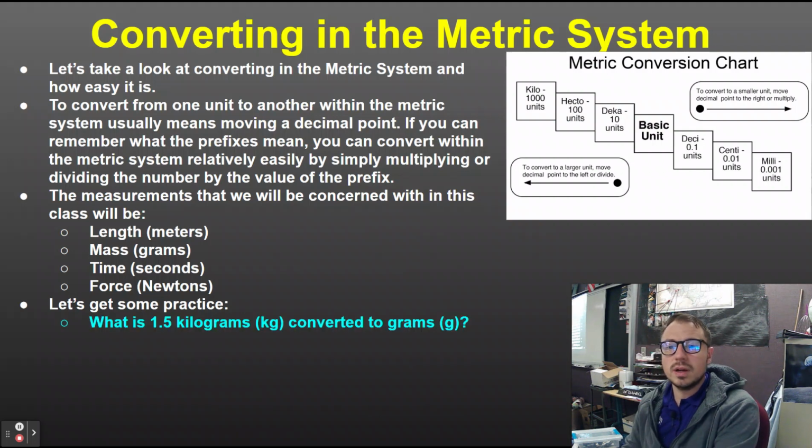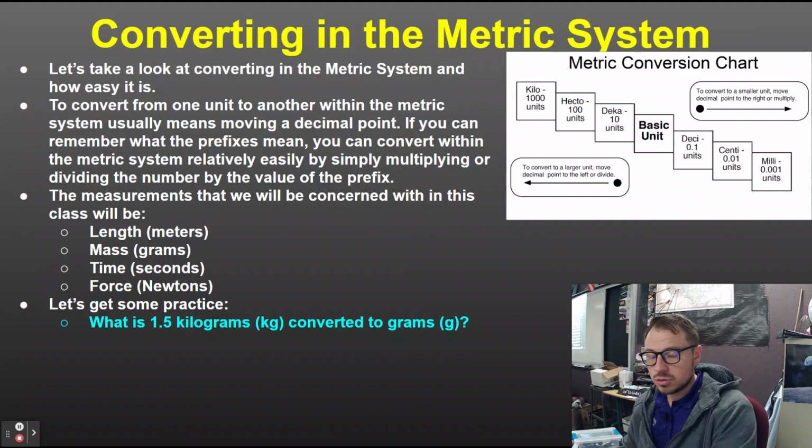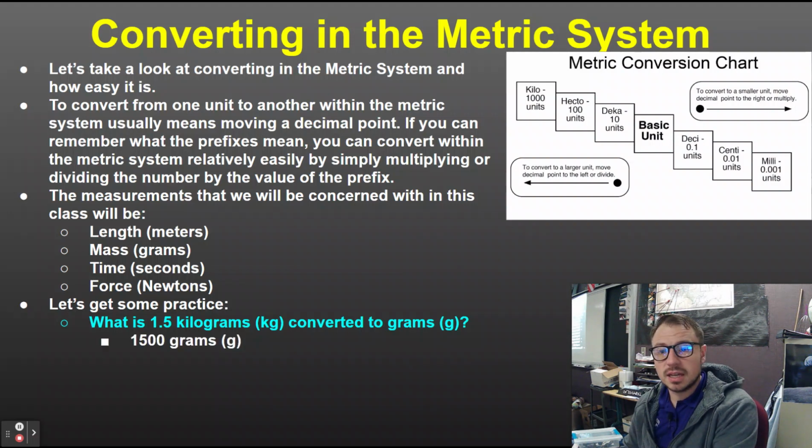So let's take a look at what is 1.5 kilograms converted to grams. So I'm looking at kilograms. So that's the one all the way over here at the left. Kilo, 1,000 grams. Converted to grams, I need to move the decimal to the right to get to the basic unit. Now I need to move it 1, 2, 3, because it's just like playing a board game. You don't count the space that you're on. You just move 1, 2, 3. So I move it to the right 3 times, and I get 1500 grams.